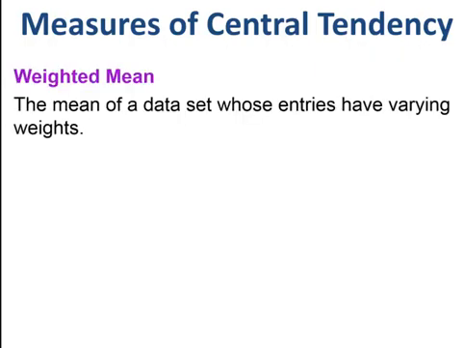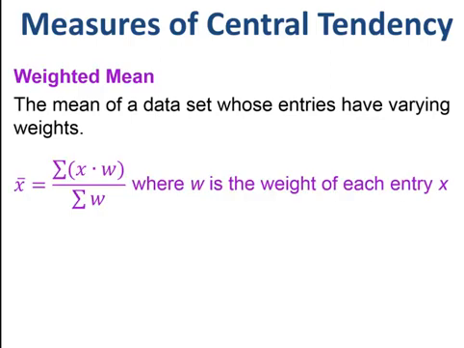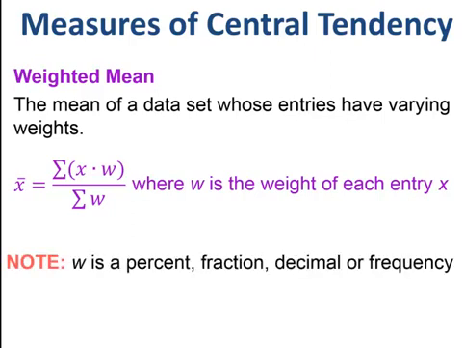Now we're going to work with a weighted mean, and most grades are based on a weighted mean. So when we're talking about a weighted mean, it's the mean of a data set whose entries have varying weights. We're going to find the sum of the data values times the weight of that data value, and then we're going to divide it by the sum of the weights. So the w is the weights for each entry of data, x. A key note here is that our weight is going to be either a percent, a fraction, a decimal, or the frequency, based on what is given.